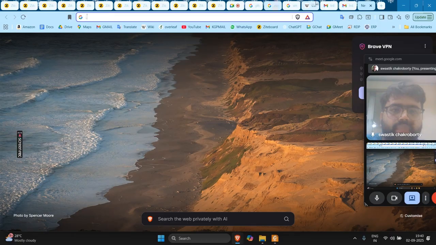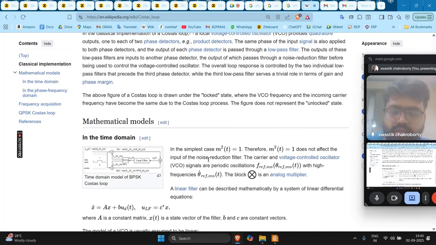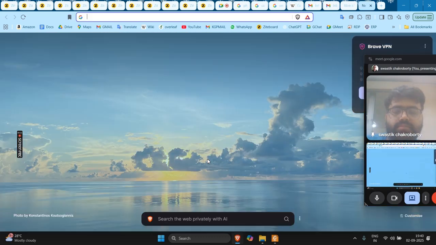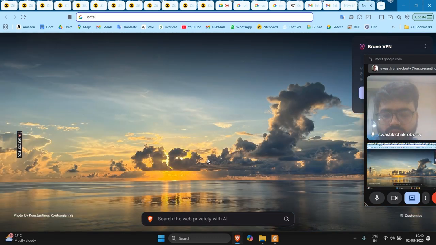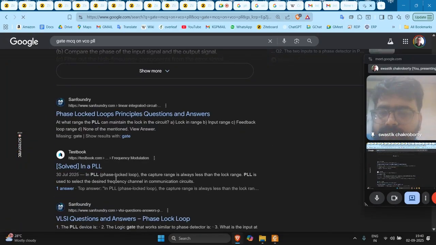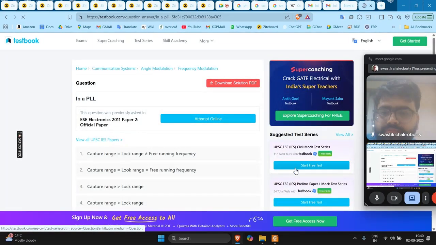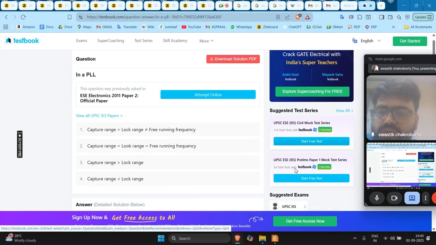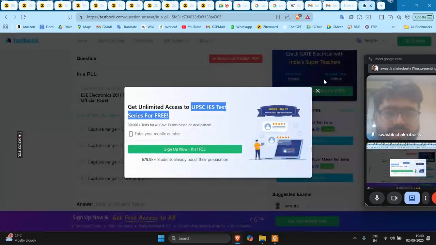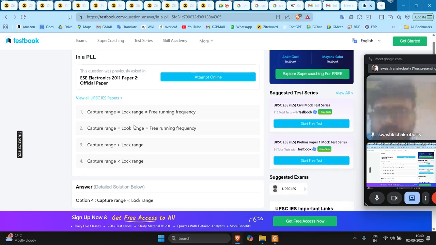So we have completed phase lock loop, Costas loop, and voltage control oscillator. Now we will see some additional MCQs on these topics. So in a PLL, capture range is equal to lock range is not equal to free running frequency.